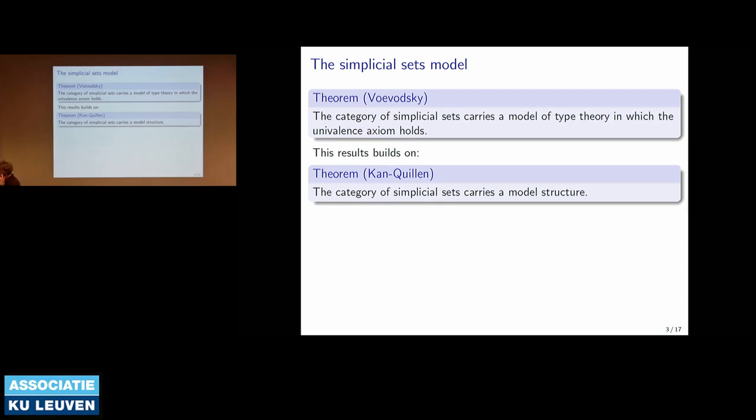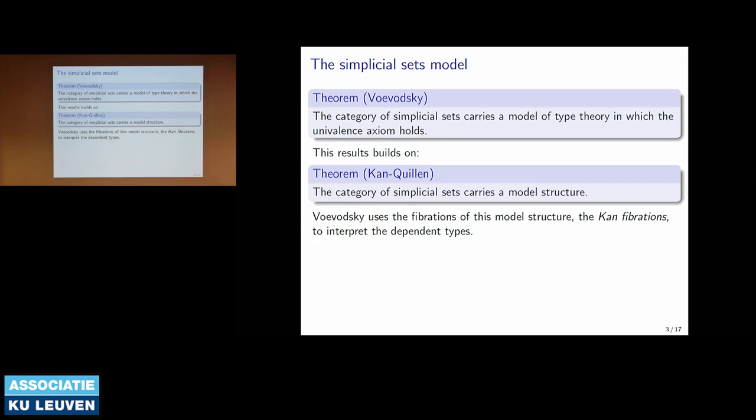The project is around trying to understand Voevodsky's model construction of type theory in simplicial sets from a constructive point of view. So this builds on many different things, including the so-called Kan-Quillen model structure in simplicial sets. How are these two things related? Well, the model structure on simplicial sets that I'm interested in includes a class of fibrations, the so-called Kan fibrations, and these are the ones that are used in the model construction to interpret the dependent types.